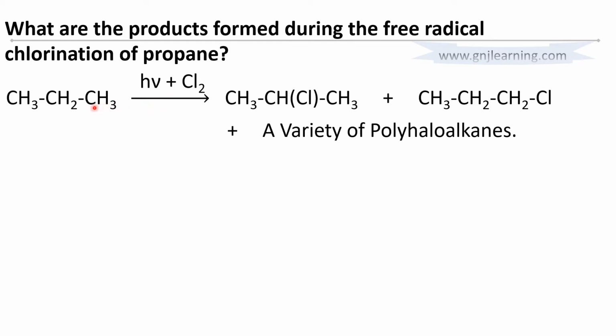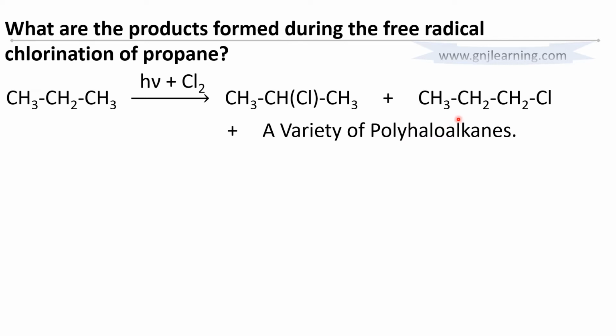So here you can see in the first product, in propane, it is the secondary carbon or second carbon that is substituted, whereas another mono substituted is the primary carbon. So we have two products which are mono substituted, and the reaction will not stop there. You will get a variety of polyhaloalkanes. After mono substitution, it will be di substitution, then tri substitution, like that it goes on until every hydrogen is substituted.